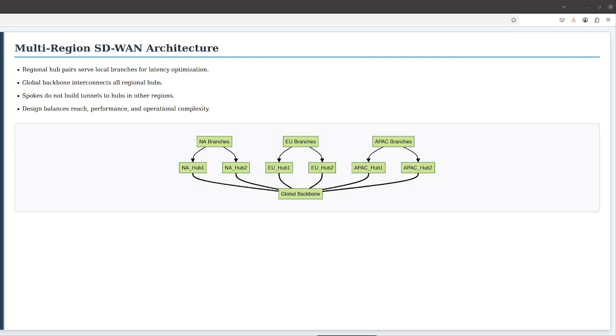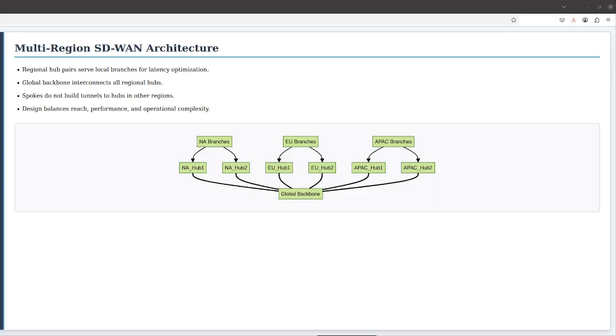Similarly, Europe has EU Hub 1 and EU Hub 2, perhaps in AWS EU West 1 and EU Central 1, or in Dublin and Frankfurt data centers. These serve all European branches. Asia Pacific has APAC Hub 1 and APAC Hub 2, covering Singapore and Tokyo for example. The critical design element is the backbone that connects the regions together. This backbone can be implemented several ways. You might use a dedicated MPLS backbone.